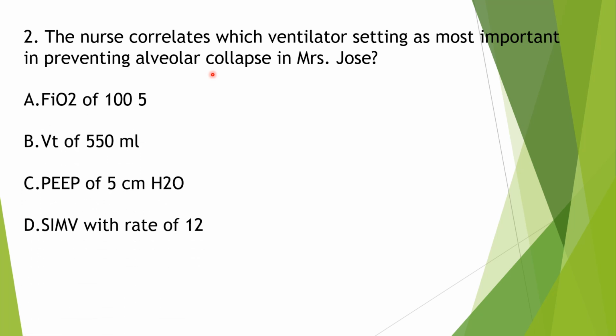FiO2 of 100%. It is not 105, it is 100%, sorry. The tidal volume of 550 ml, PEEP of 5 cm water, SIMV with rate of 12. When this question is coming, you have to consider what is the thing done for preventing alveolar collapse. To prevent alveolar collapse, you should keep the PEEP at 5 cm of water.